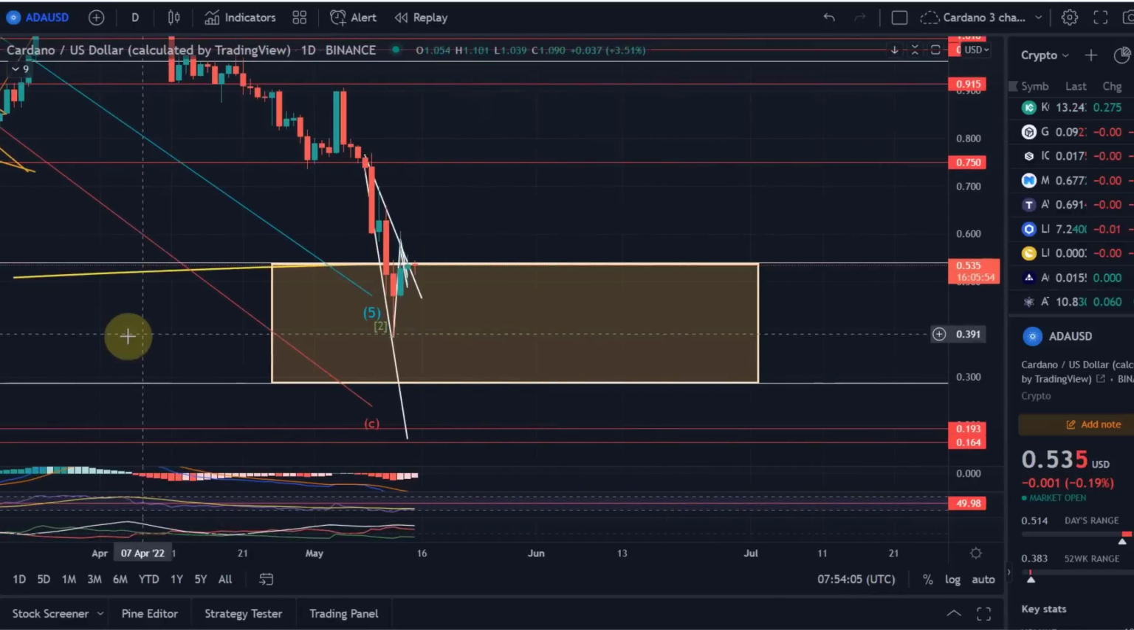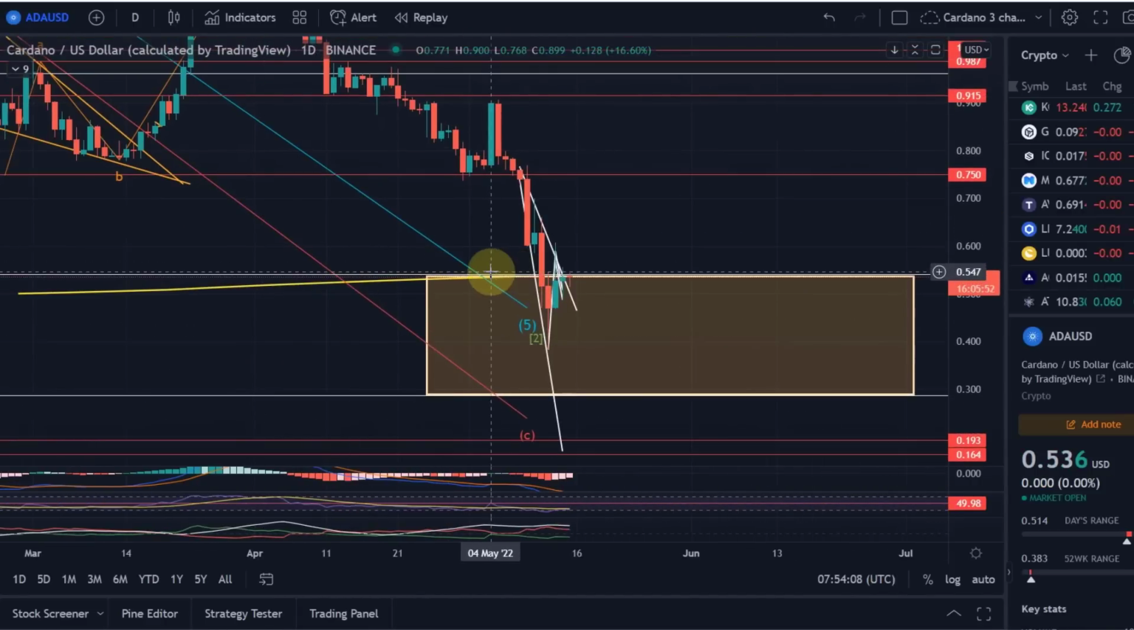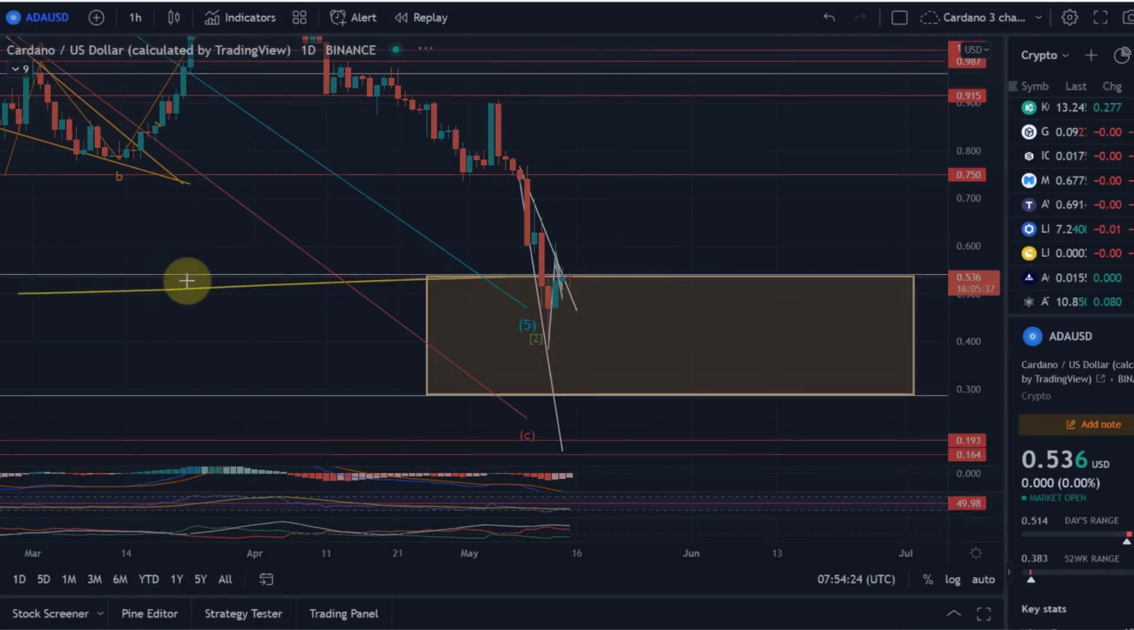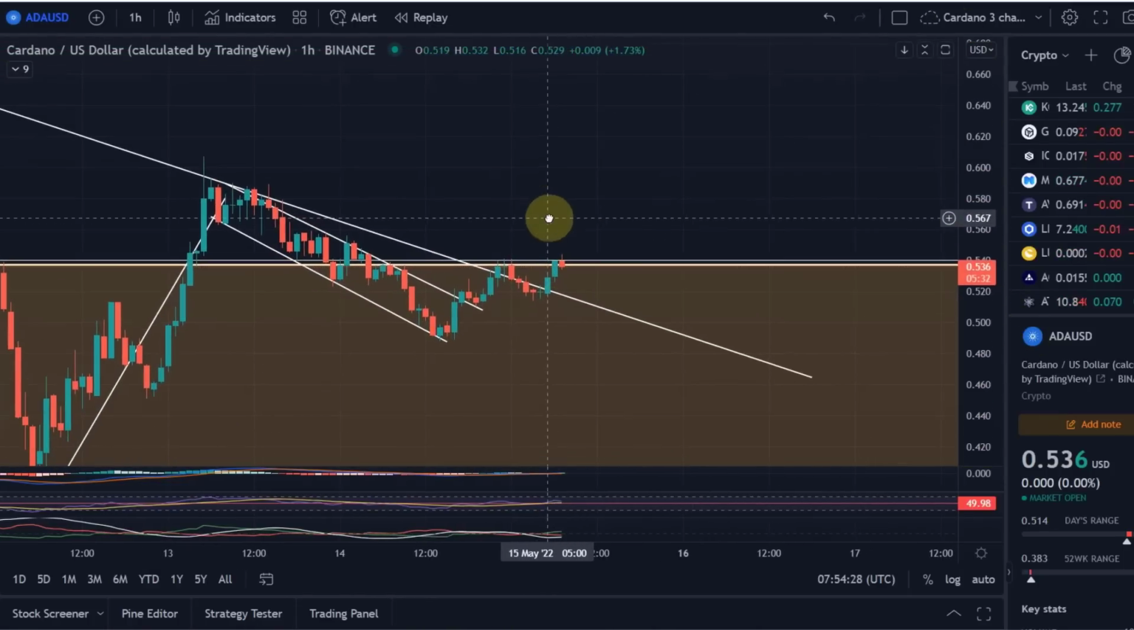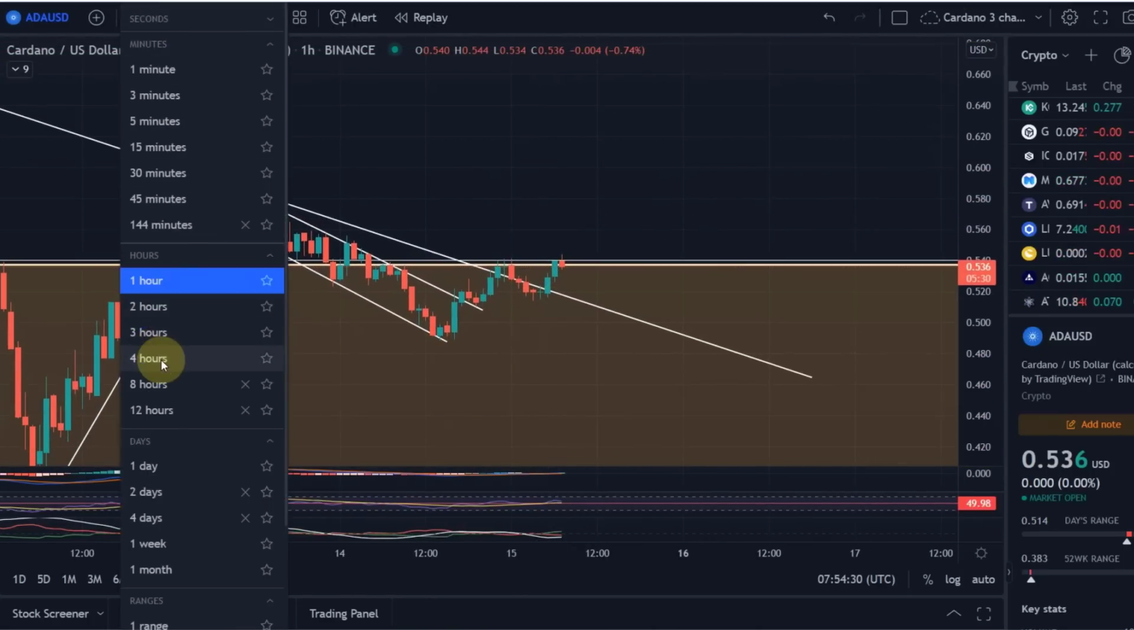But as you can see here, this is currently exactly at the same level as the 78.6% Fibonacci level, at 54 cents. So in the end, we probably won't find out how much relevance it has, because it is pretty much at the same level as a very important resistance level as well. But this is where we are at the moment, just below a key resistance level. And let's see what happened on the 4 hour chart.